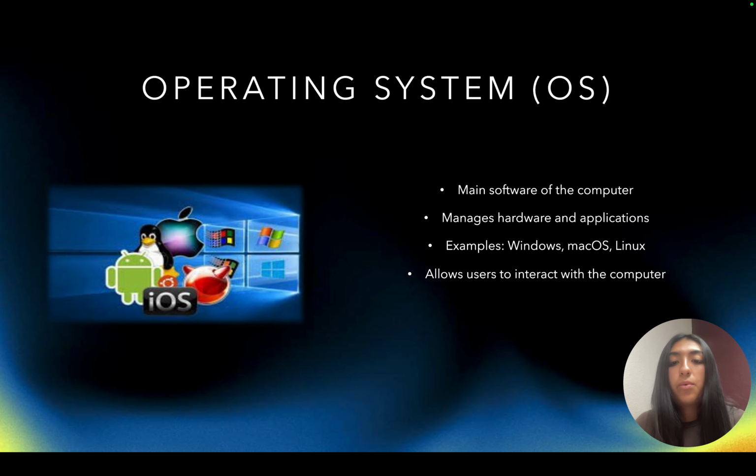So like we said, we have some more examples like Linux, and you can see in the picture, it's probably a little bit on the older side, but you can see those are things considered operating systems.